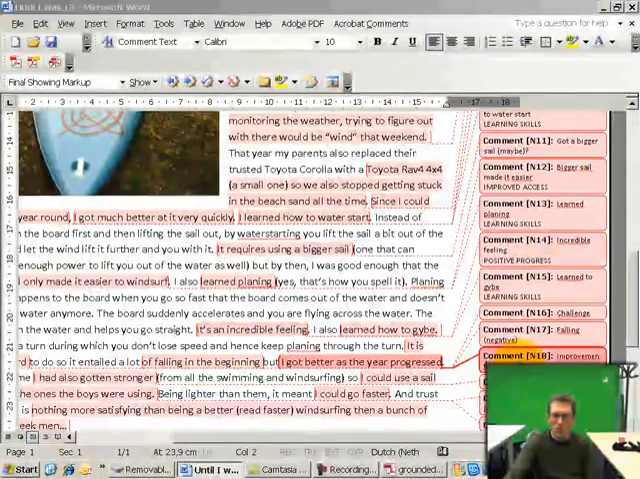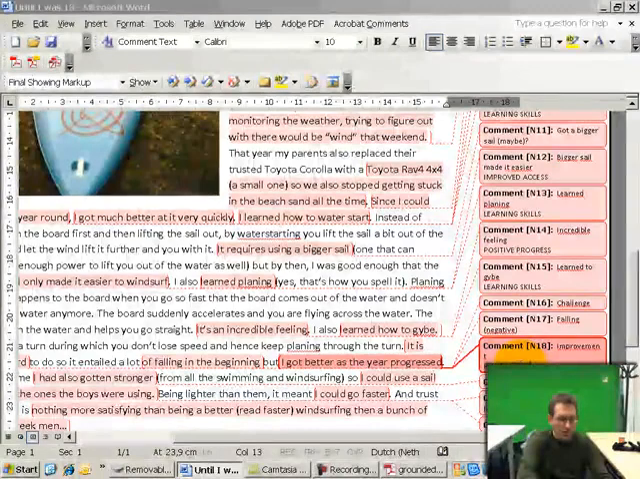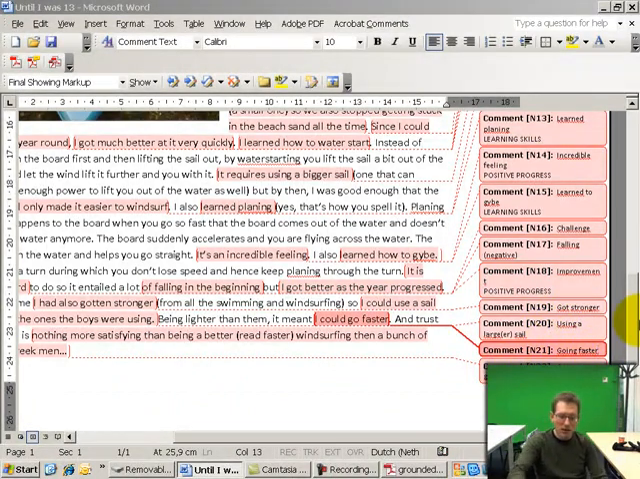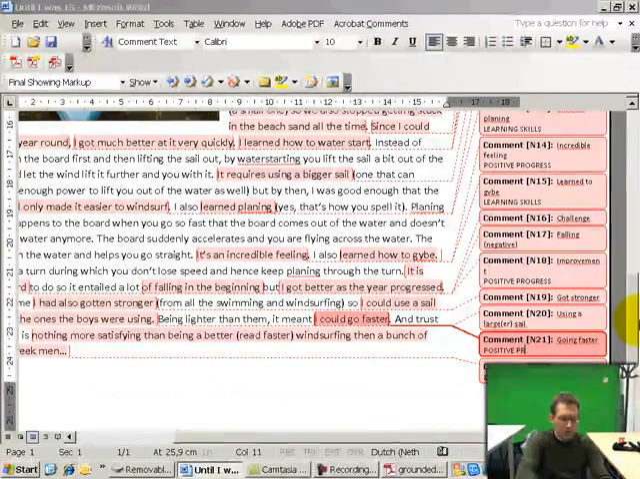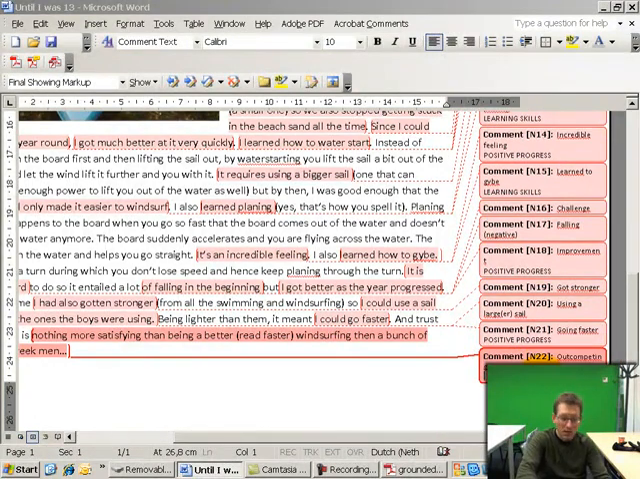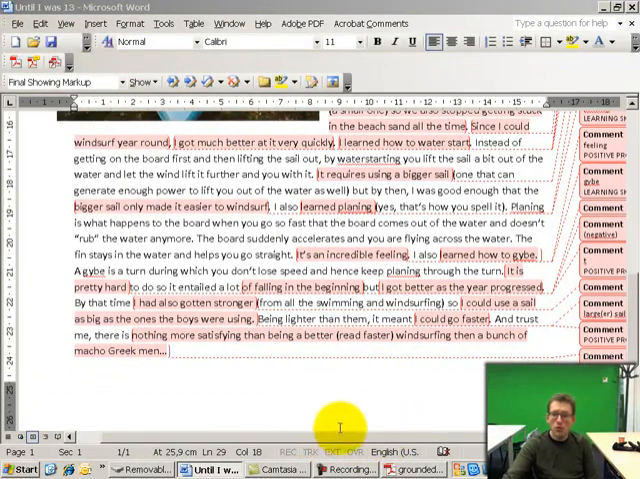Challenge, improvement. I got better as the year progressed. Well, that exemplifies positive progress. Using a larger sail, going faster is positive progress. Out-competing men, positive progress.